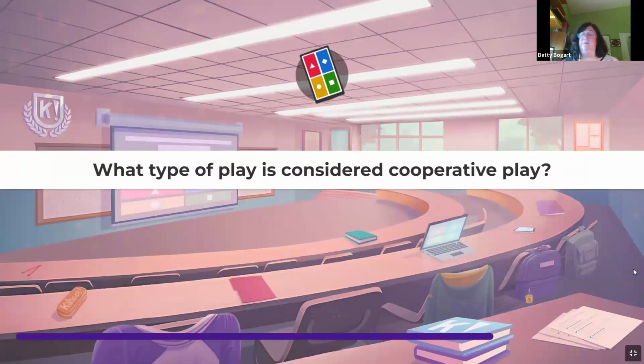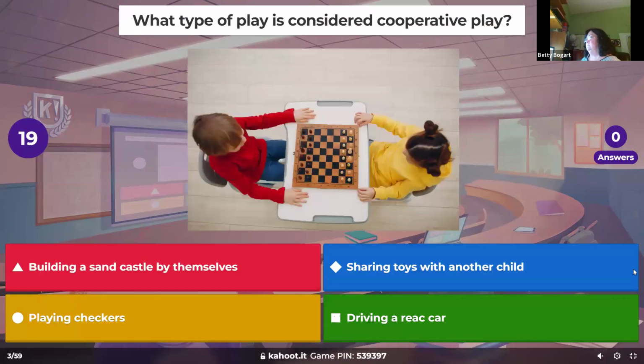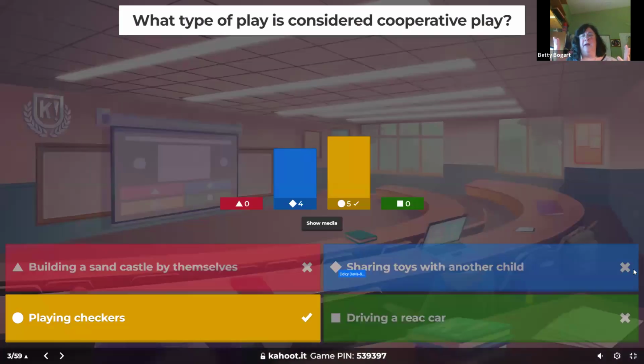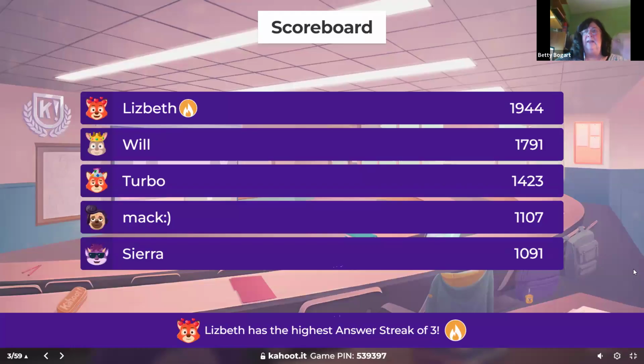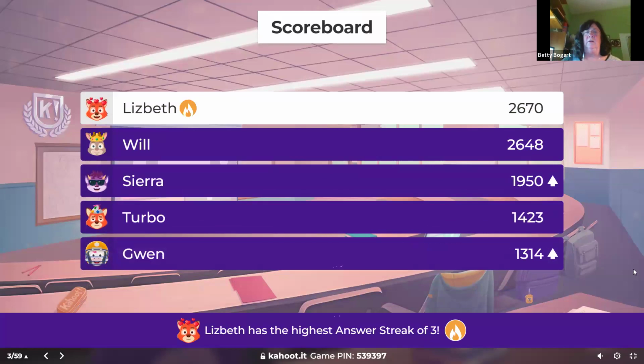What type of play is considered cooperative play? You say cooperate, you have to cooperate together for somebody to win, and that's checkers. Okay, that is a classic cooperative play. Or they could say, kids get together, let's build a house together. That still has an ending, a finish, a result of what you want to do.